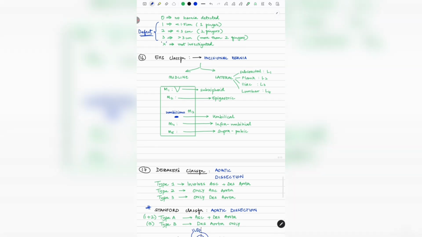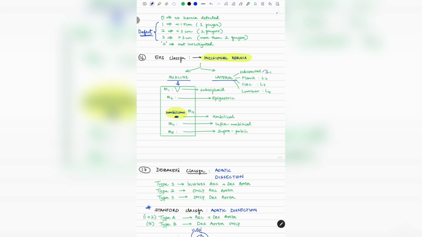16, the one you're going to see is the EHS classification, that is for incisional hernia. This also you might have heard, right? Again it is midline and lateral, two types. In the midline you're going to see this one. M1 is subxiphoid, M2 is epigastric, M3 is umbilicus, M4 is infraumbilical, M5 is suprapubic. How are we going to do this? Take the umbilicus as reference and keep it in the center, so you have 5 types. In the center is the umbilicus, so M3. 2 above it, 2 below it. You can easily do it, right?